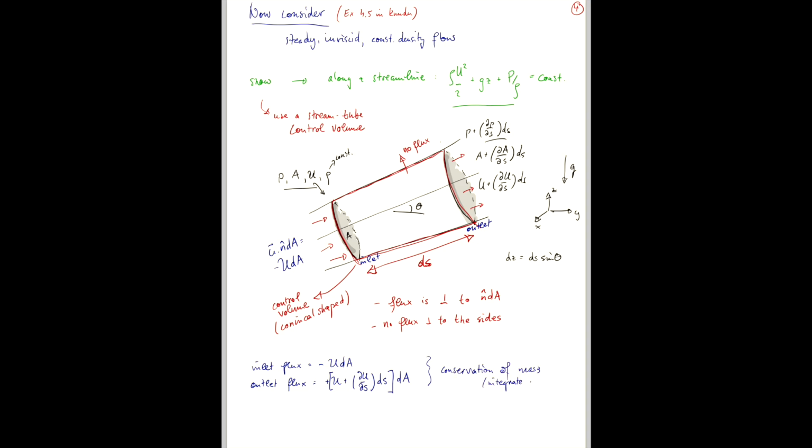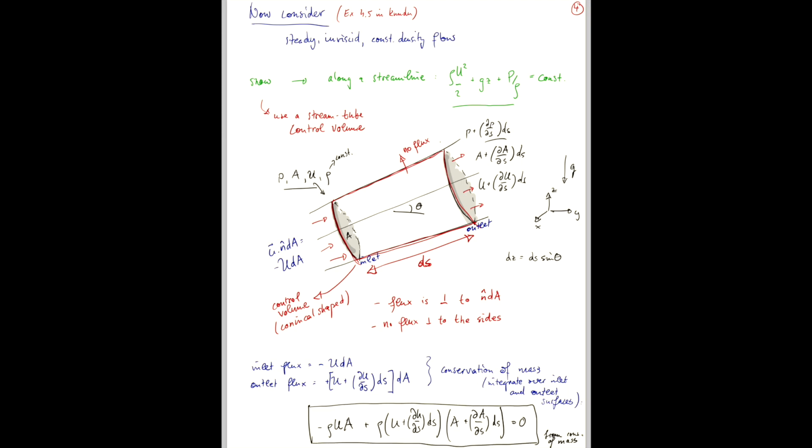integrate over inlet and outlet surfaces, we will find that minus rho u A, simply A on that side, plus rho (u plus du/ds ds) times A, and now this is the larger volume, which is just (A plus dA/ds ds), has to be 0. So this is from conservation of mass.